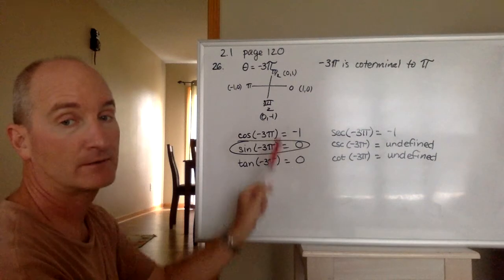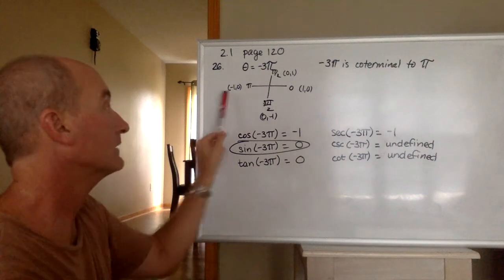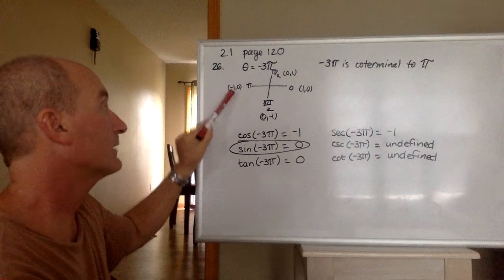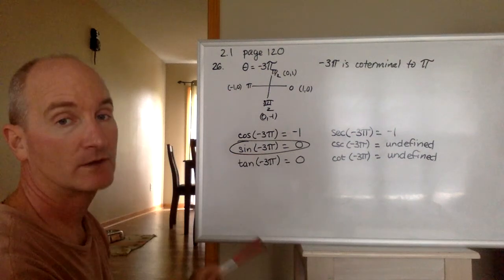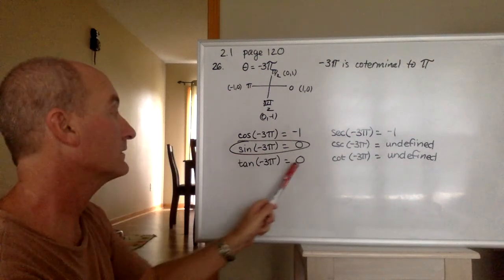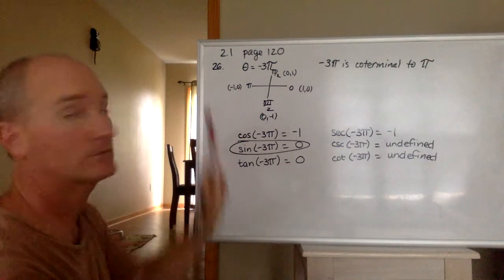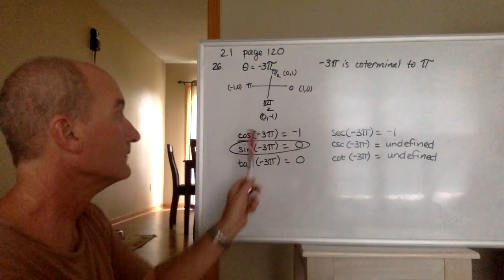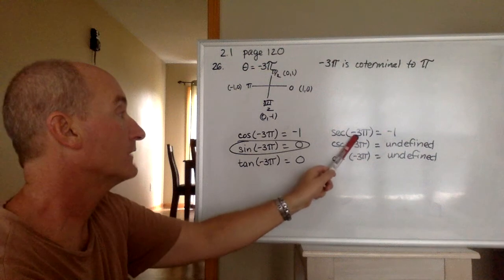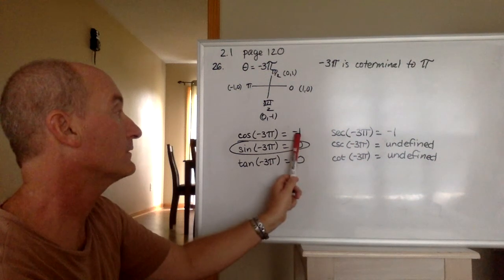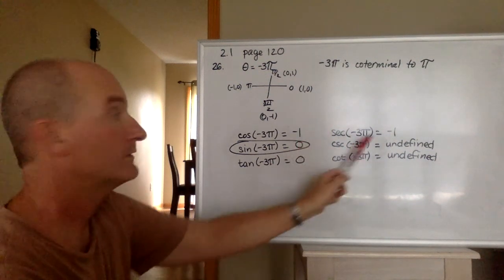Just for practice, I listed the other 5. The cosine of negative 3 pi radians is the x-coordinate value, which is negative 1. Tangent ratio is 0. Y over x, or 0 divided by 1. The secant of negative 3 pi radians is the reciprocal of the cosine ratio, which is negative 1.